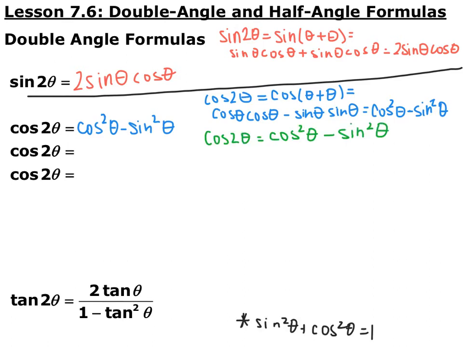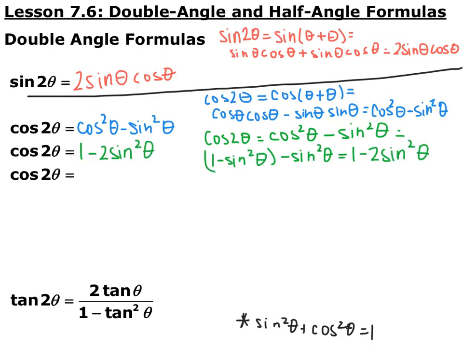If you remember the Pythagorean identity, sine squared plus cosine squared is equal to 1, I'm going to use that to replace one of my trig functions. So I'm going to replace cosine squared with 1 minus sine squared. If I replace cosine squared theta with 1 minus sine squared theta, you get 1 minus sine squared theta minus another sine squared theta, so you end up with 1 minus 2 sine squared theta. So we still have one more.